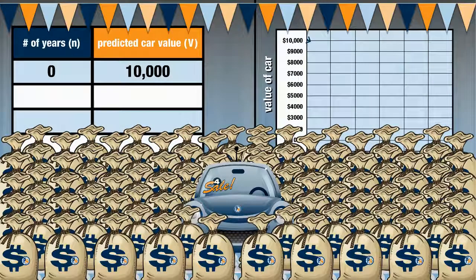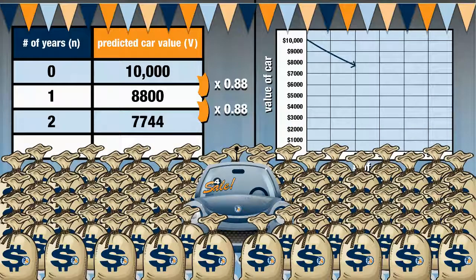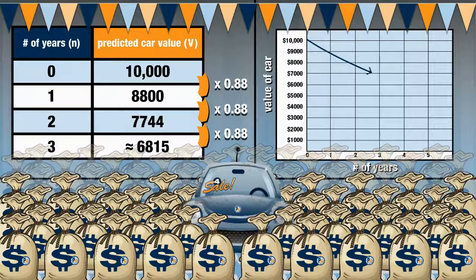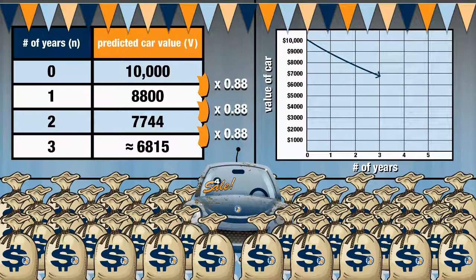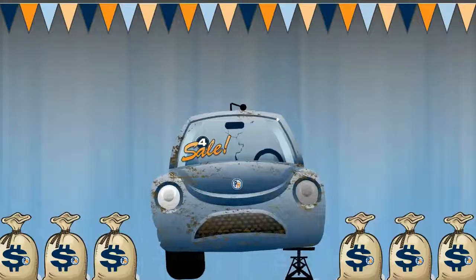Now, let's create a table and graph to estimate the value of the car 2 years from now. To find the value at the end of the second year, we take the estimated value of the car after the first year and multiply it by the decay factor of 88 hundredths, which is 7,744. If we continue the process of multiplying our new value by the decay factor, we predict it will be approximately $6,815 by the end of the third year.